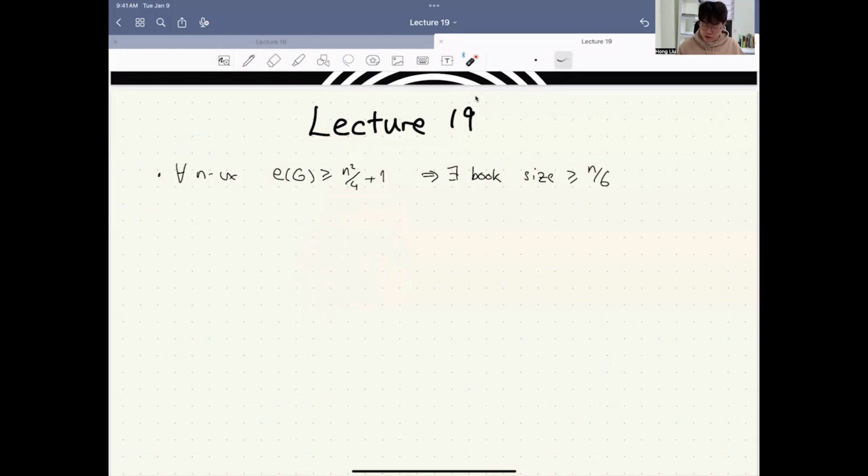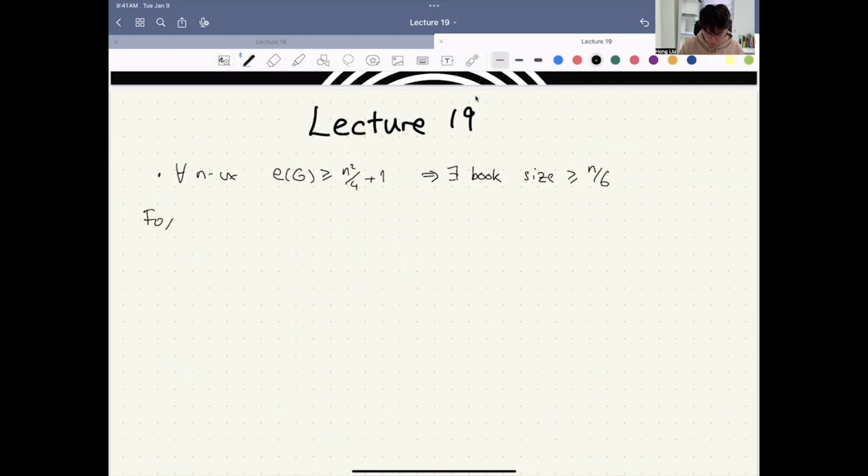So they asked if, in addition, every edge is a triangular edge, meaning it lies in a triangle, can we then lower this edge density to any positive edge density so that we can still require a book size polynomial in n? This was answered negatively by Fox and Loh, who proved that even right below this edge density, we cannot guarantee a polynomial size book, assuming every edge is in a triangle.